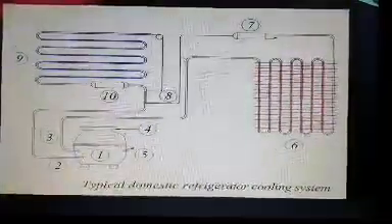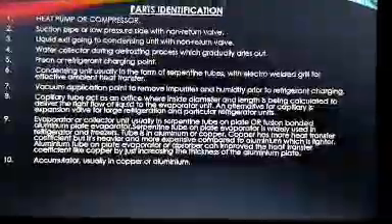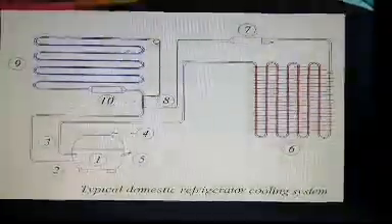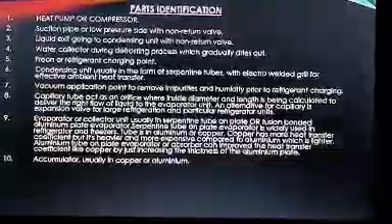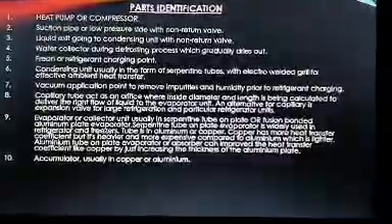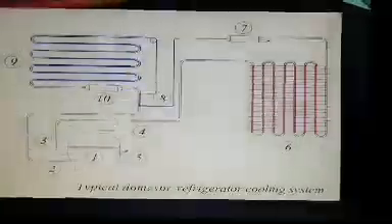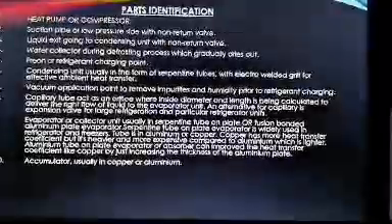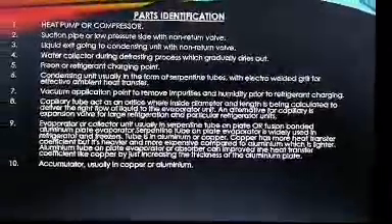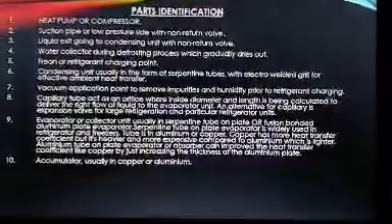As we look, number 1 is the heat pump or compression. Number 2 is the suction pipe or low pressure side with non-return valve. Number 3, liquid exit going to the condensing unit with non-return valve.